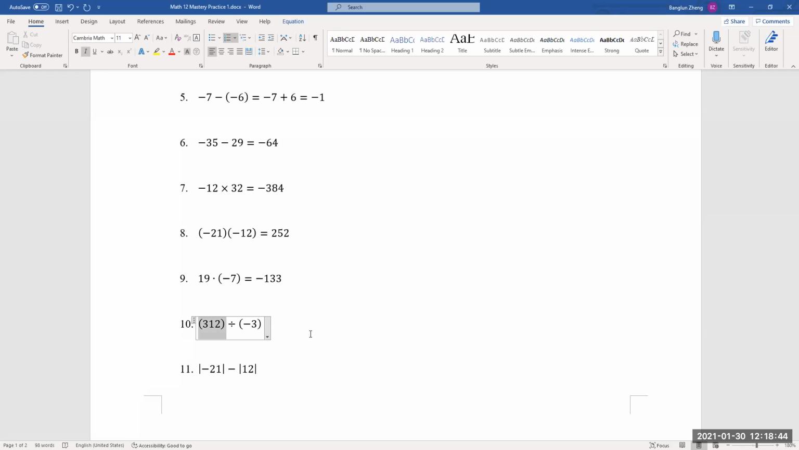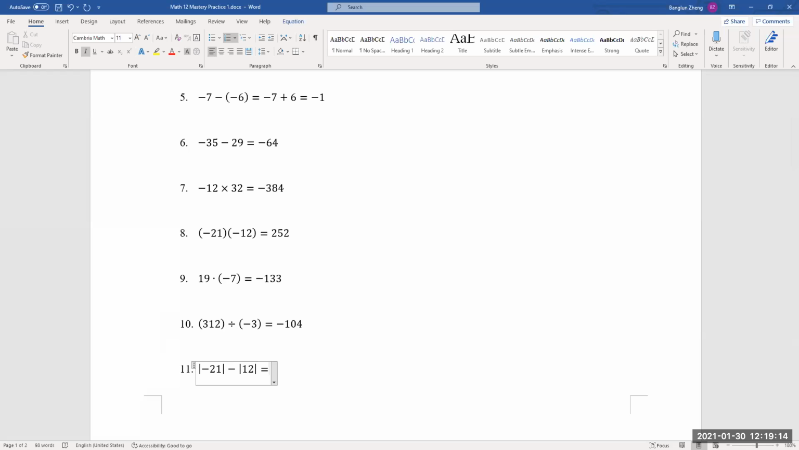Okay, so this is no different from just 312 itself. Whether it's 312 or parentheses 312, it's the same thing. And then it's one positive and one negative, so the final answer is negative, but be careful, this time we're doing division. So 312 divided by 3 is 104. Okay, so that's number 10.